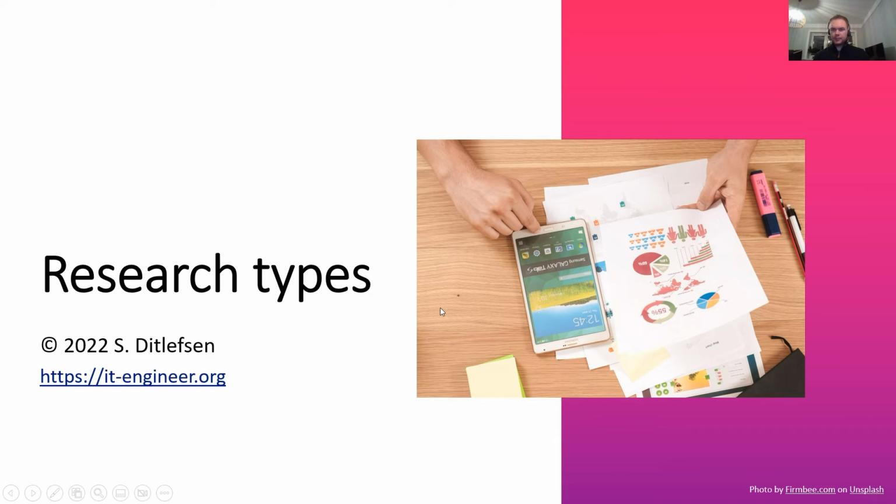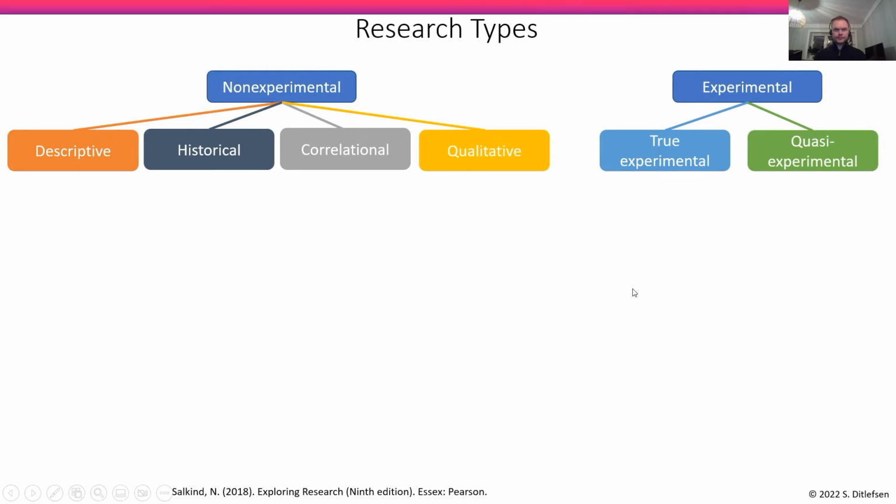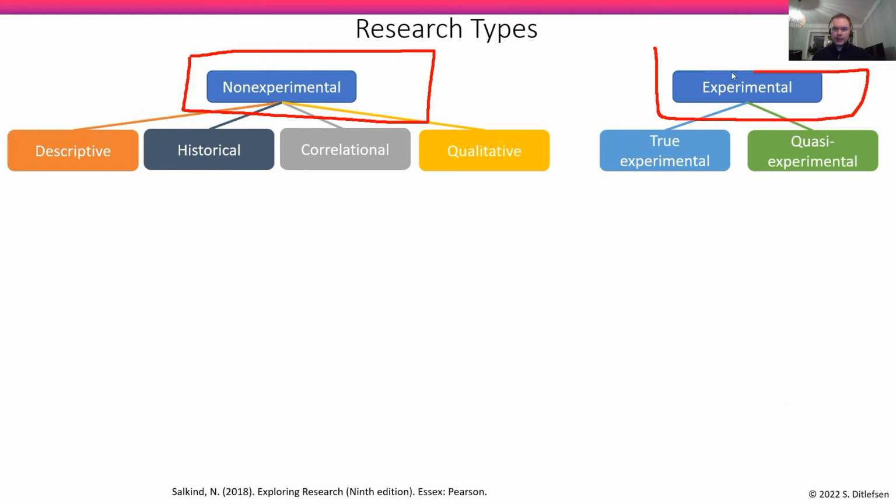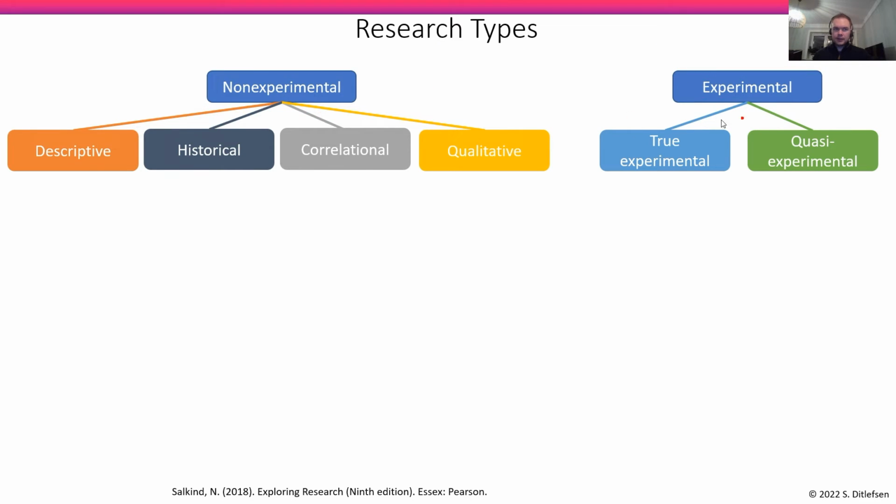Okay, I want to top this with another theme, which is called research types. This is also important because we want to know what type of research we are going to do. This is a lot to grasp, but we have 2 different main categories: non-experimental and experimental. In non-experimental we have 4: descriptive, historical, correlation and qualitative.